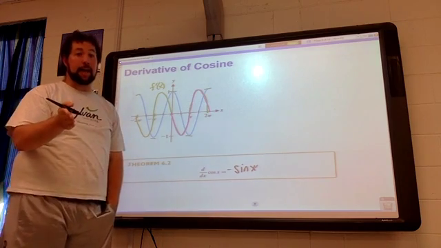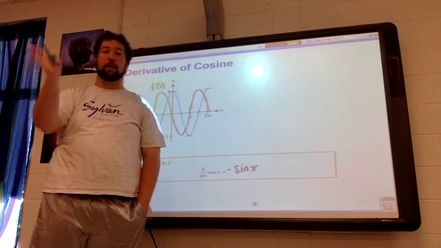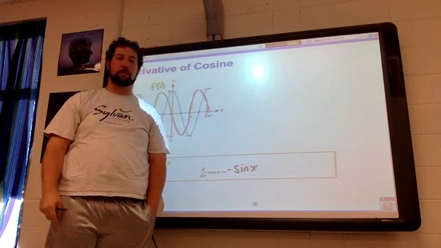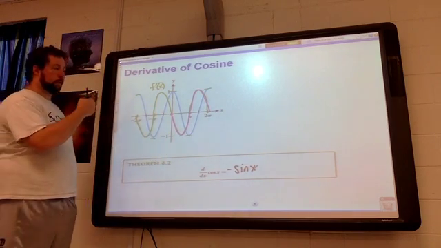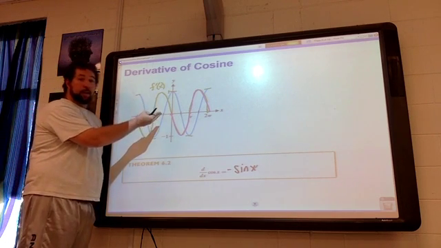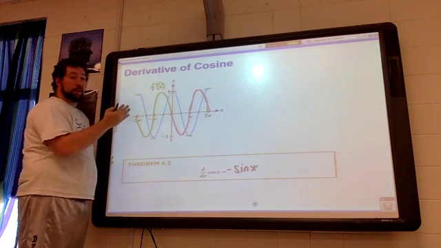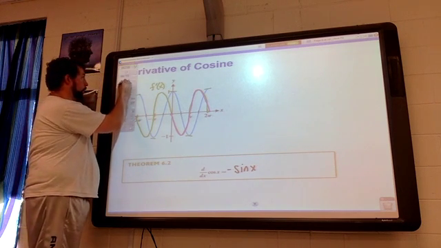So the derivative of sine is cosine, but the derivative of cosine is a negative sine. We'll see that in a little bit. You're just going to have to memorize these. Hopefully this helps you understand it, gives you a little hook to put in your brain to figure it out. But really you just need to memorize it so you can use it.